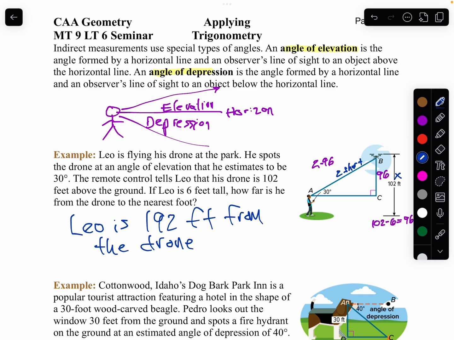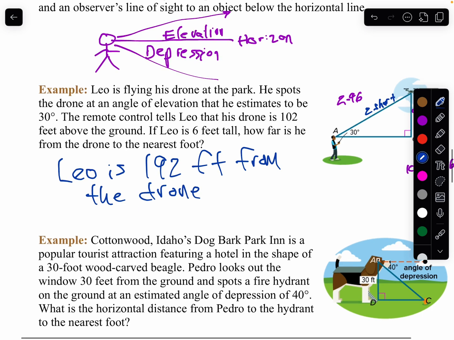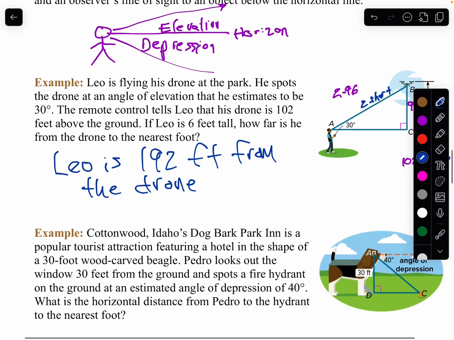Let's take a look at our next example. And in our next example, we have this unique hotel. Cottonwood, Idaho's Dog Bark is a popular tourist attraction featuring a hotel that's in the shape of a wood-carved beagle. Pedro looks out the window 30 feet from the ground and spots a fire hydrant on the ground at an estimated angle of depression of 40 degrees. We want to find the horizontal distance from Pedro to the hydrant to the nearest foot.